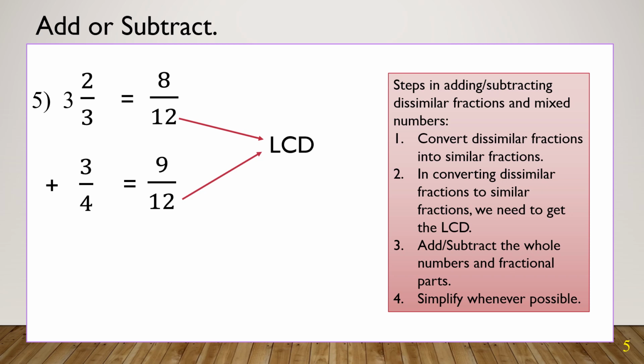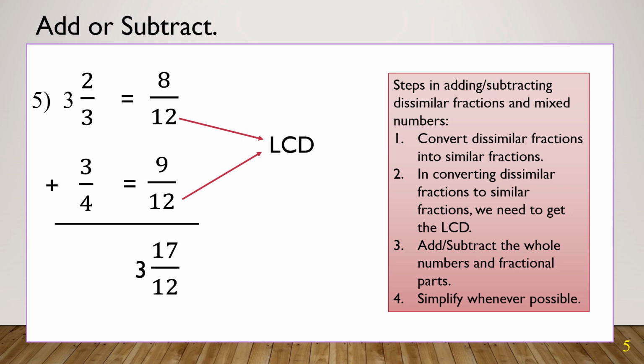So, since pareho na ang kanyang denominator, pwede na tayong mag-add. So, add po natin 8 plus 9 is equal to 17. Then, copy the denominator, 12. Then, ibaba natin yung whole number, 3. So, 3 and 17 over 12.